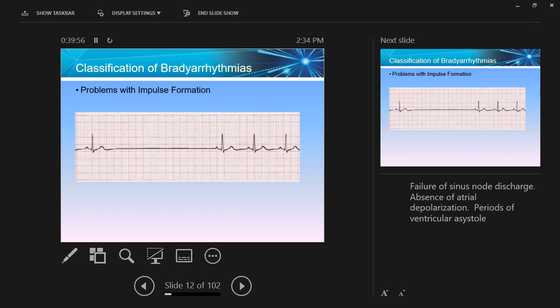But up in here, we don't see anything, okay? So that tells us that we've got a problem with atrial depolarization. The atria itself is not firing, okay? This leads into periods of asystole.